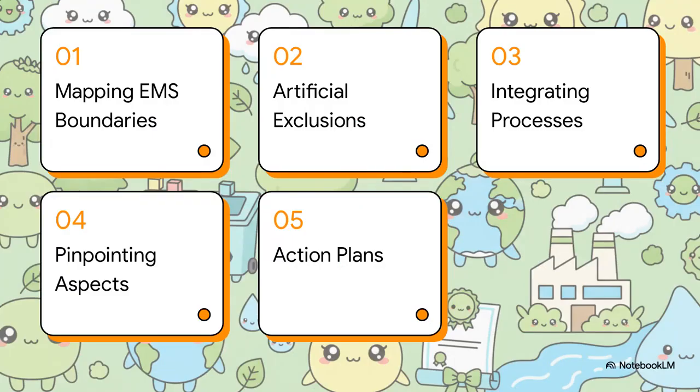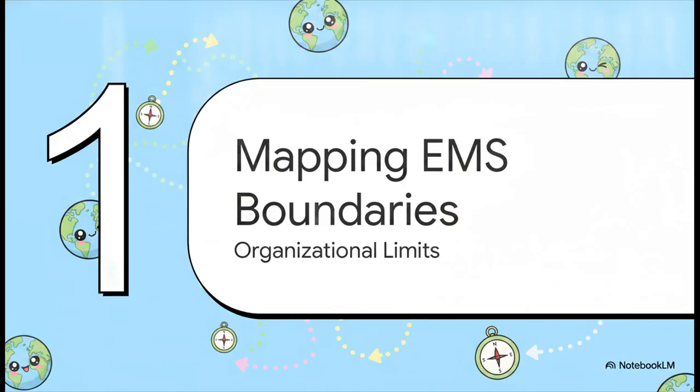So, here's our map legend for today. We're going to put on our lead auditor hats and inspect this territory. First, we'll map the EMS boundaries. Second, we'll look at the danger of artificial exclusions. Third, integrating the business processes. Fourth, pinpointing significant environmental aspects. And finally, setting measurable action plans. All right, let's start with part 1, mapping the EMS boundaries.